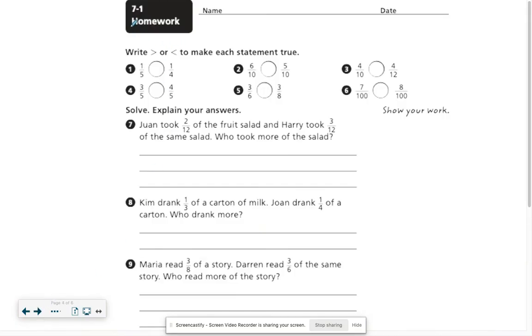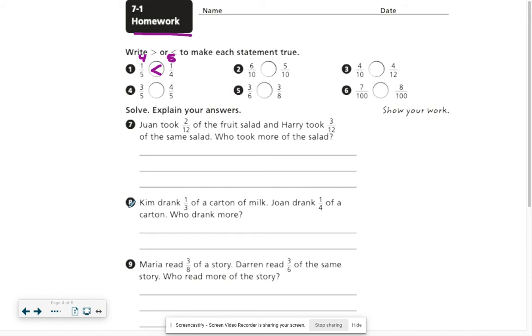Today, when you work on your homework assignment, I am going to be asking that you show your proof. 4 times 1, we get 4. 5 times 1, we get 5. 5 is bigger. I want to see those numbers up above on each of your problems.